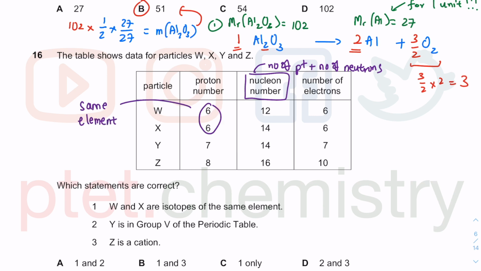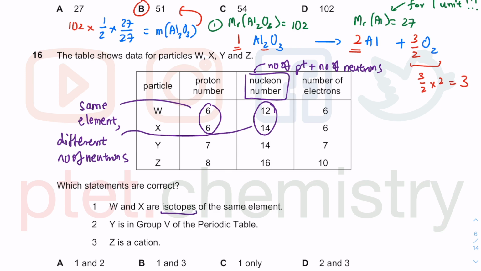Same number of protons, different nucleon number would mean that even though they are the same elements, they have different atomic structure, different number of neutrons there. So there are different atoms of the same element, and therefore W and X are isotopes: same number of protons, different number of neutrons, or different nucleon number. One is correct. Now Y is in group 5.